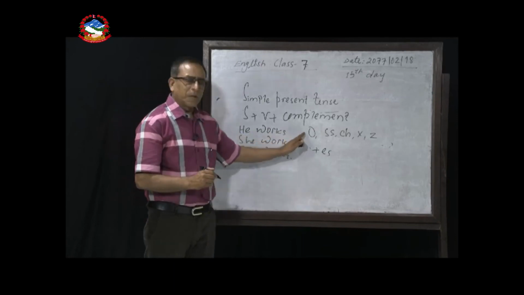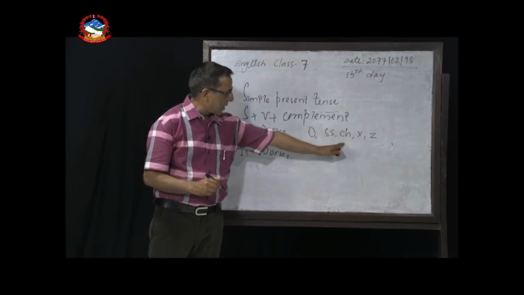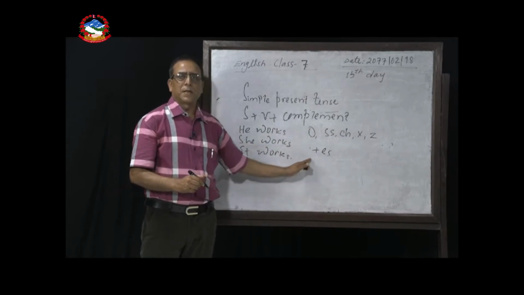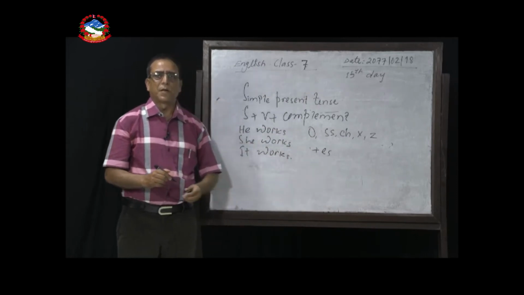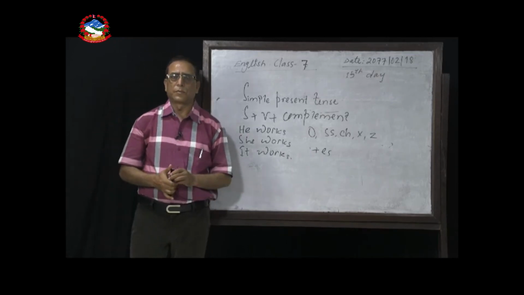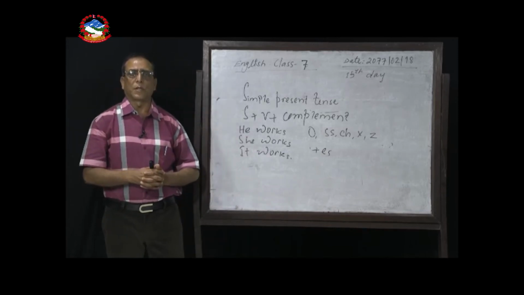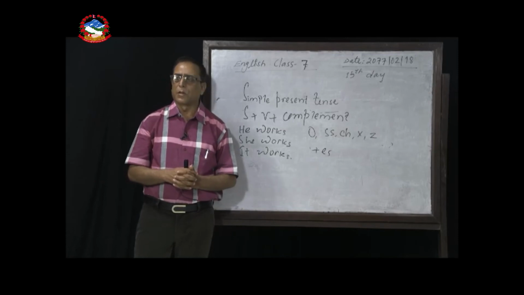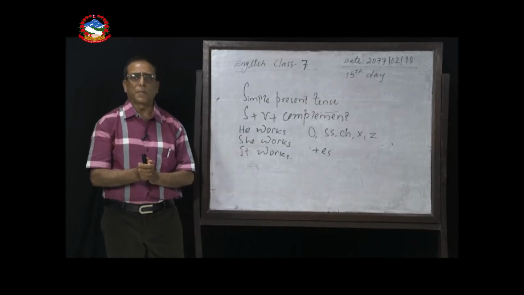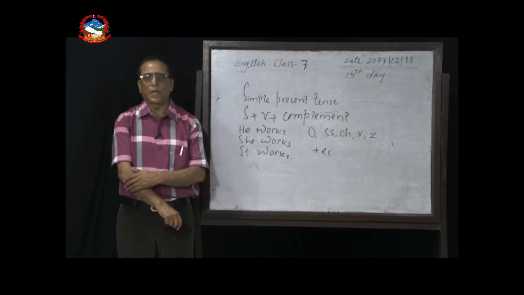If the verb words are ending with O, SS, CH, X or J, we add ES for making the verb 5 in the word. For example, go. Go is ending with O. So, we add ES to make the verb 5 in simple present tense, GOES. After O, we add ES.